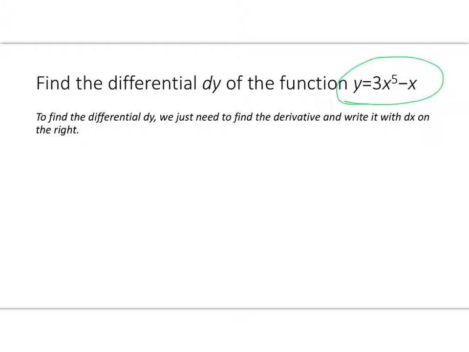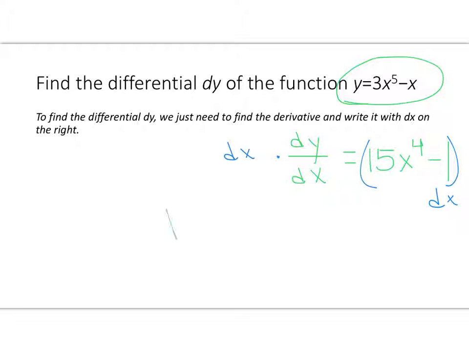So we can take the derivative. The derivative of y is dy dx equals, the derivative of 3x to the 5th is 15x to the 4th. The derivative of negative x is negative 1. Nothing new there, just took a derivative. But now the new part for a differential is we want dy by itself. So I'm going to multiply both sides by dx. Now I have dy equals 15x to the 4th minus 1 times dx, my change in x. And that's all we're doing to calculate a differential.